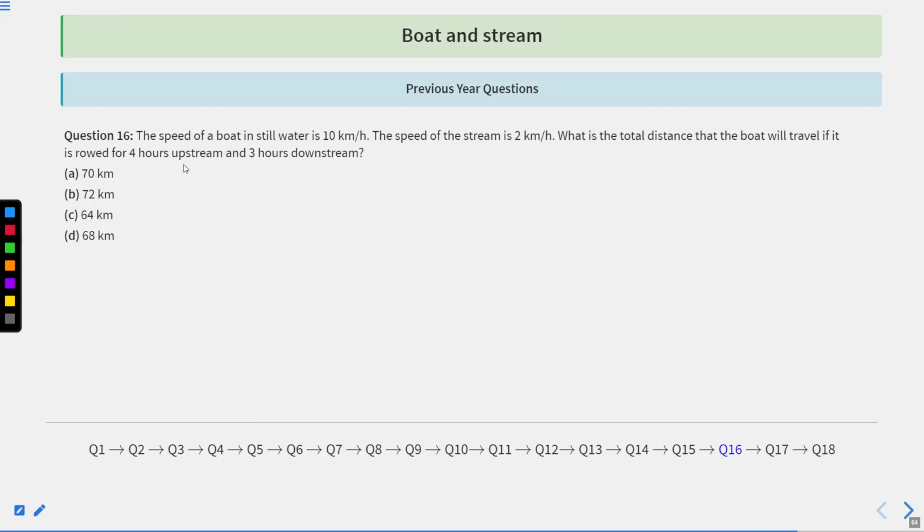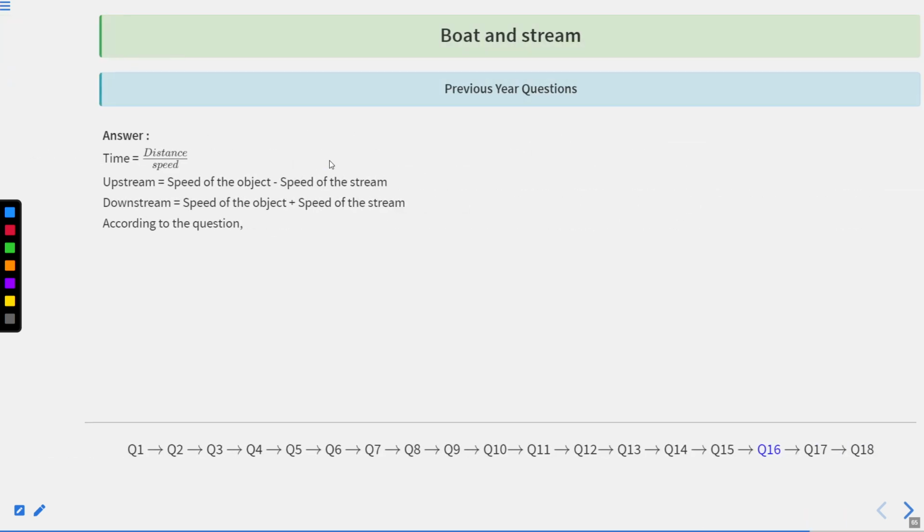Let us now move ahead to question number 16. The speed of a boat in still water is 10 km per hour. The speed of the stream is 2 km per hour. So what is the total distance that the boat will travel if it is rowed 4 hours upstream and 3 hours downstream?